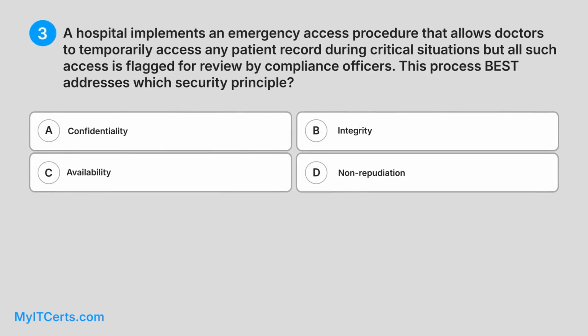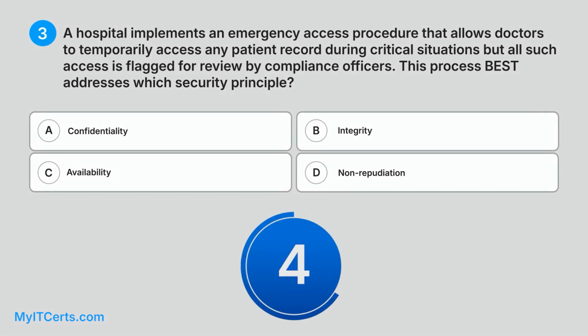3. A hospital implements an emergency access procedure that allows doctors to temporarily access any patient record during critical situations, but all such access is flagged for review by compliance officers. This process best addresses which security principle? A. Confidentiality. B. Integrity. C. Availability. D. Non-repudiation. Can you guess the answer?